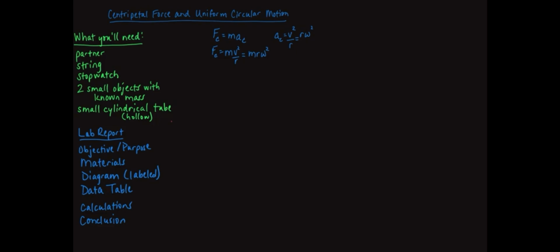In your lab report, I want you to include an objective or purpose. I want you to include a materials section. I want you to draw a diagram and label everything on the diagram. You need to include a data table. Make sure you label everything and include units. I want you to include a calculation section. Make sure you show your starting equation and the numbers that you plug in. Show your units everywhere, and then draw boxes around your results. And then I want you to write a conclusion.